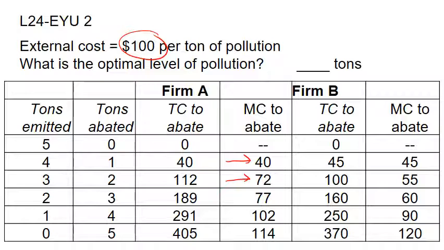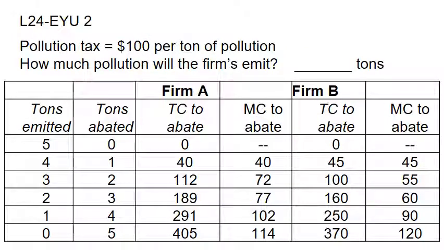We should also abate the second ton and the third ton. But we should not abate the fourth ton because the marginal cost of abatement is higher than the external cost people bear. So we would actually want firm A to abate 3 tons, but to emit 2 tons. Firm B, on the other hand, we want it to abate the first ton, the second ton, the third ton, and the fourth ton, because the marginal cost of abatement for all 4 of those are less than the external cost people bear if we don't abate. But we don't want that firm to abate the fifth ton. So we want firm B to emit 1 ton and abate 4 tons. So the total amount emitted is going to be 2 tons from firm A and 1 ton from firm B. The optimal level of pollution in this case is 3 tons.